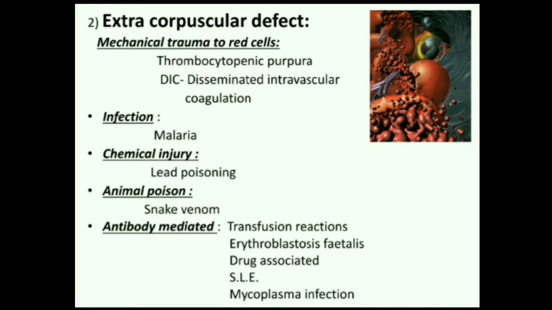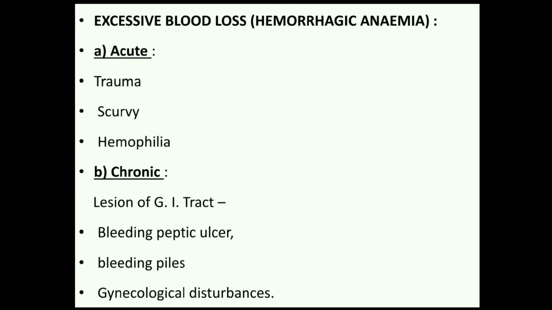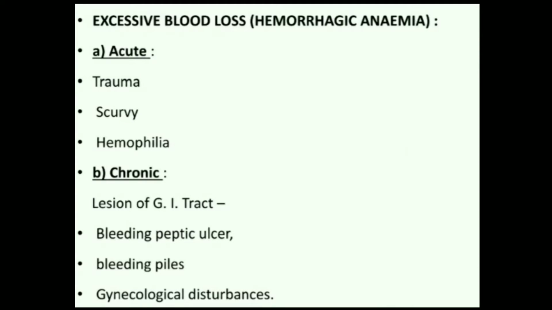Excessive blood loss condition, that is hemorrhagic anemia, might be either acute or chronic. The conditions in acute are trauma, scurvy, and hemophilia. It also includes accidents. In chronic anemia, there are lesions of the gastrointestinal tract, that is bleeding peptic ulcer, bleeding piles, and gynecological disturbances.